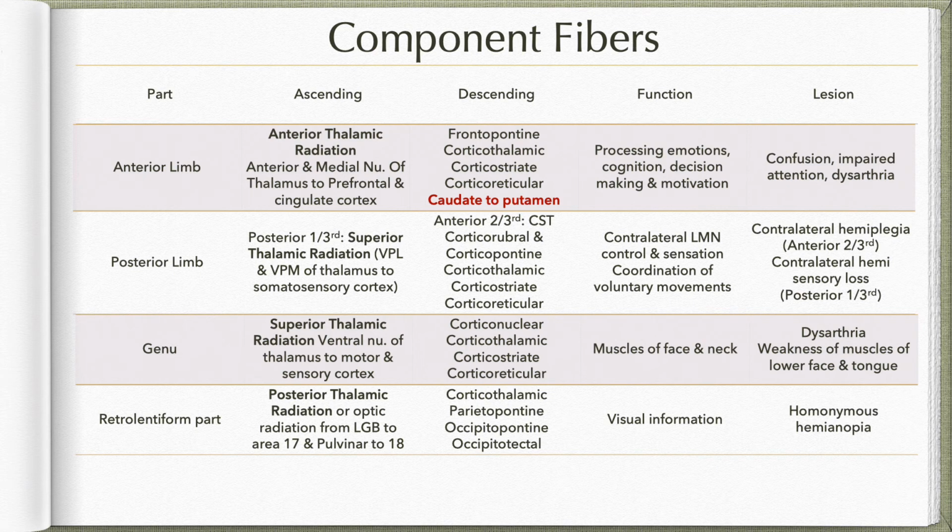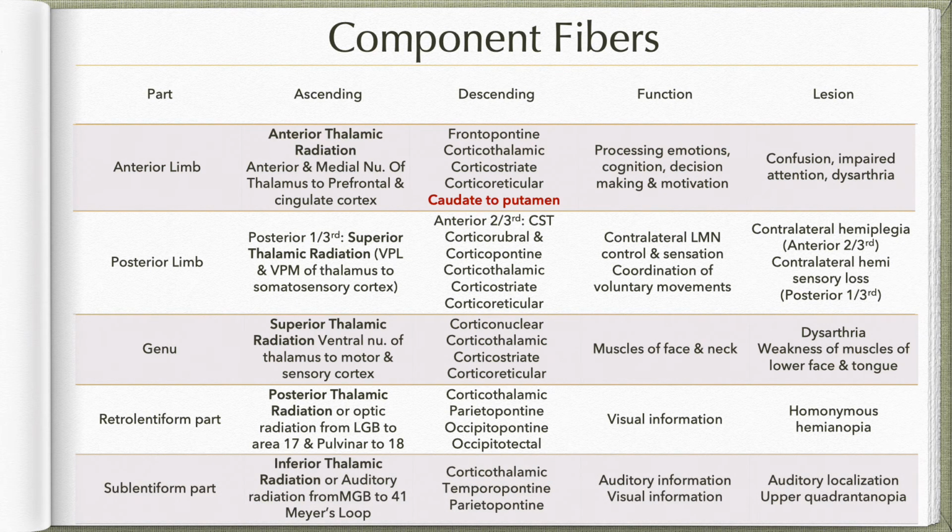Now depending upon from which lobe they are starting, they are further named as parietopontine or occipitopontine fibers. The descending fibers also include occipitotectal fibers. They are starting from visual cortex and reaching the superior colliculus. So the main function of this retrolentiform part is transferring visual information. So any lesion to this retrolentiform part will result in homonymous hemianopia, that is blindness in the contralateral visual field.